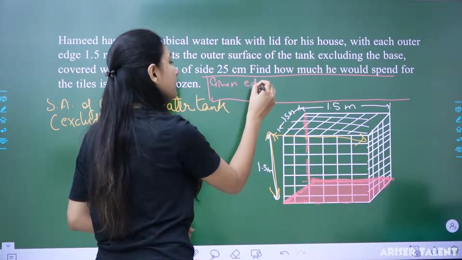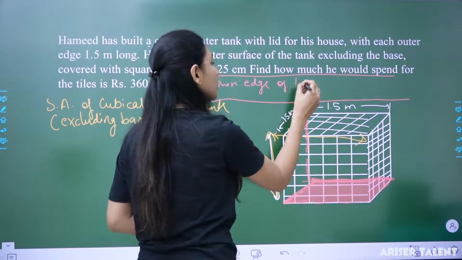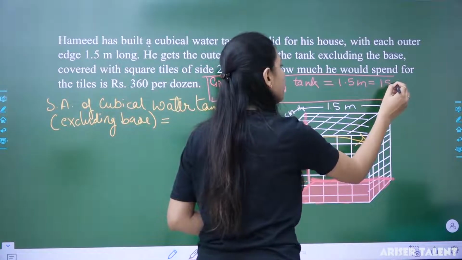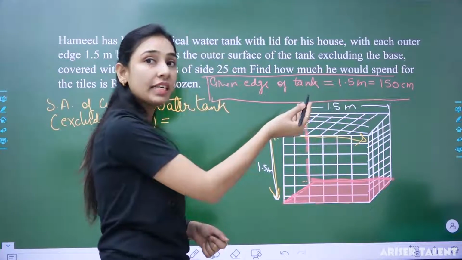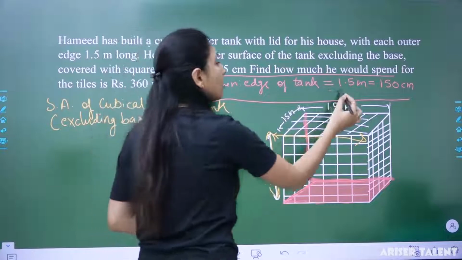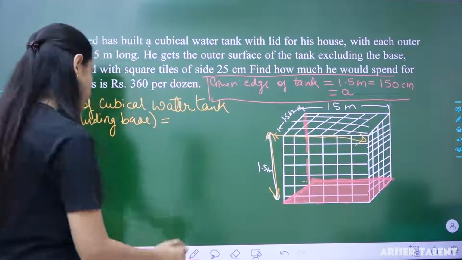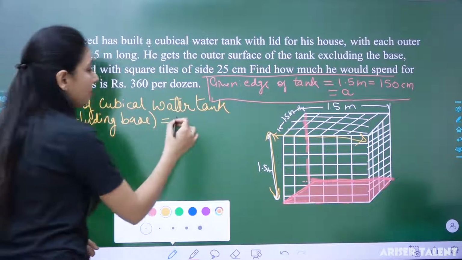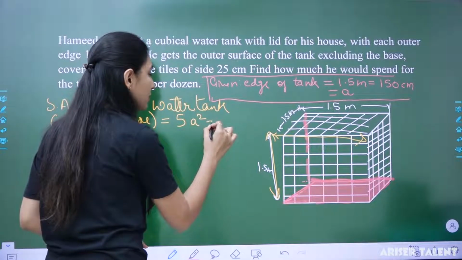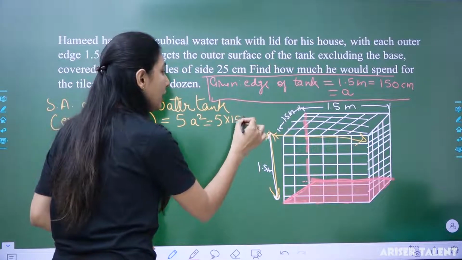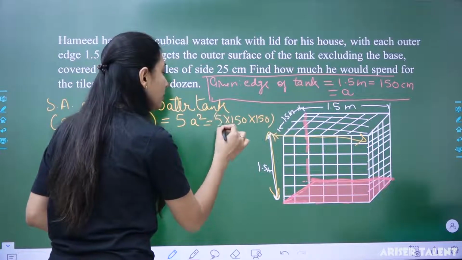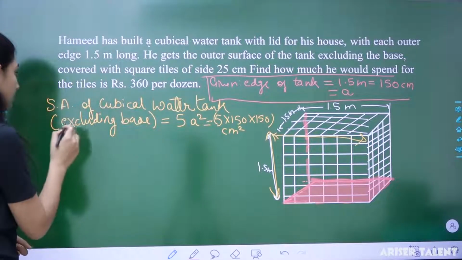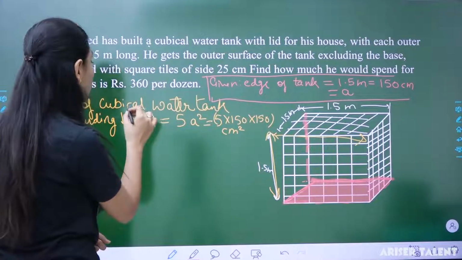Given, edge of tank equals 1.5 meter, which is equal to 150 centimeters. Why I am taking 150 centimeters, I will let you know. That equals A, right? So excluding the base, that will be 5A square because we are taking 5 surfaces. Now 5 multiplied by 150 multiplied by 150, and what will be the unit, students? Simply centimeter square. Now this is the surface area of the cubical water tank.